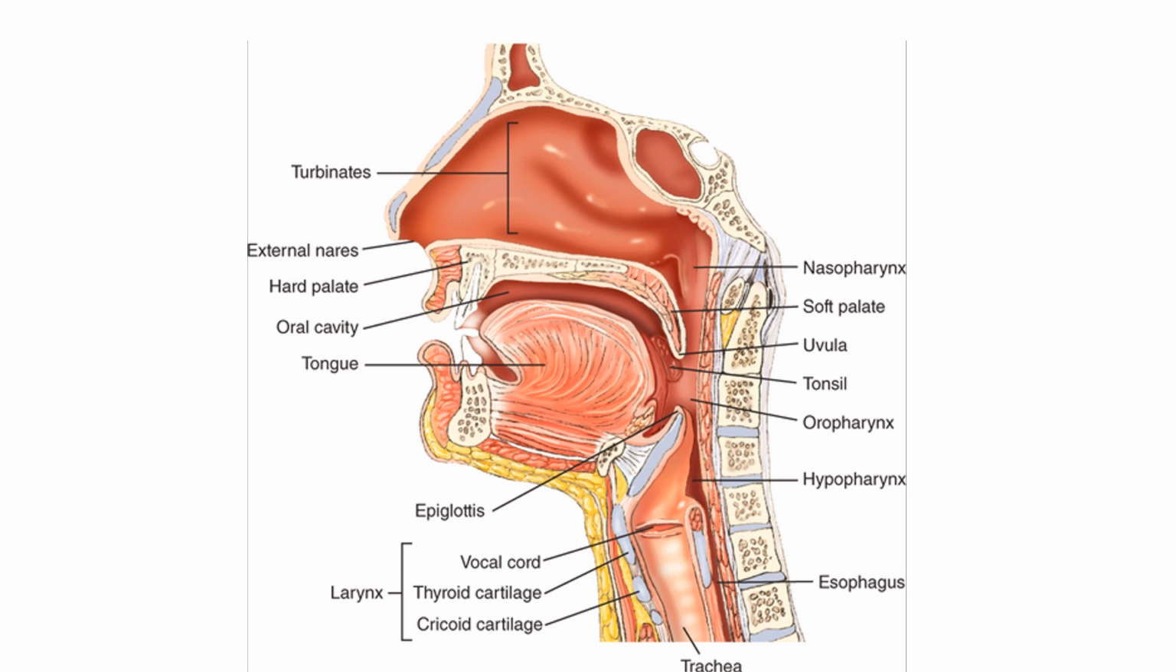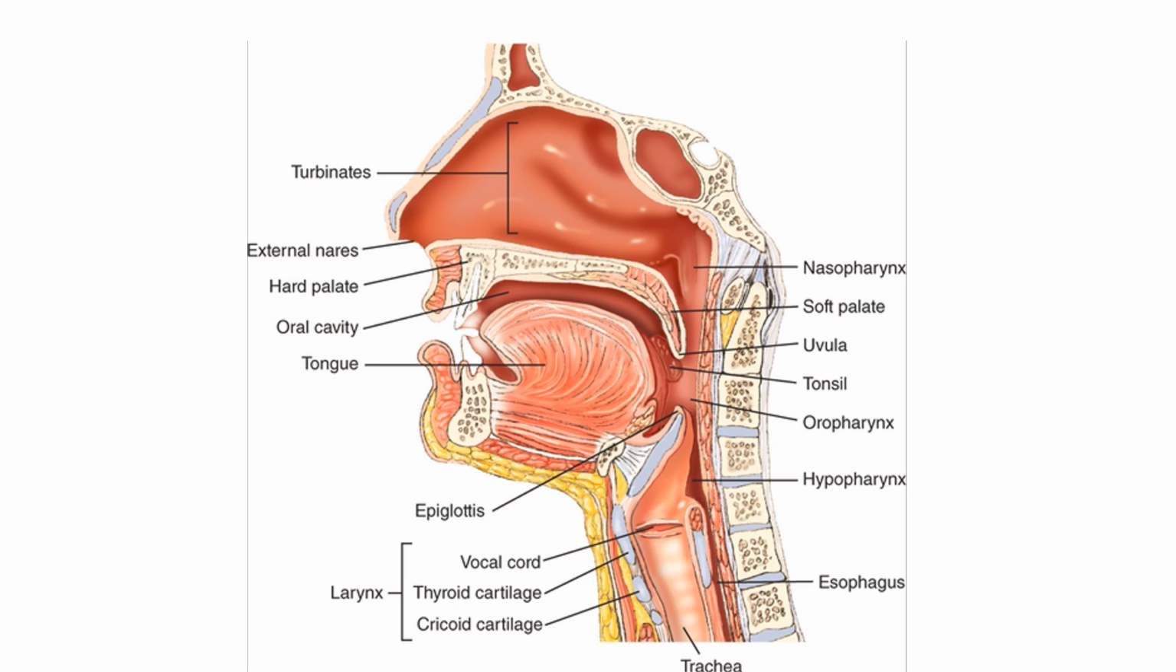The first part is nasal cavity and oral cavity. In the mouth, we have a tongue and the root of the tongue. Then we can go through the nasopharynx to the oropharynx, and the mouth and the nasal cavity is divided by hard palate and soft palate.